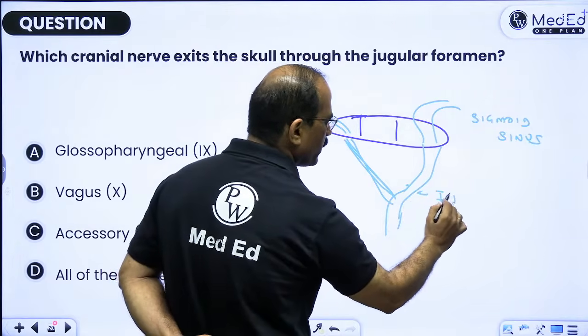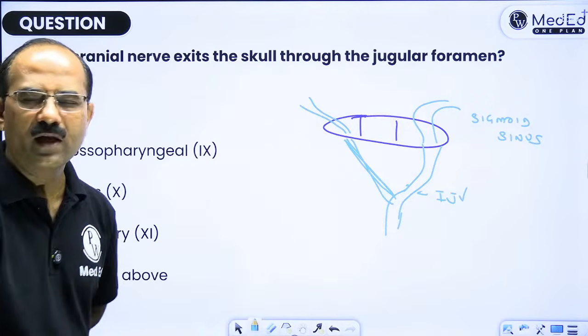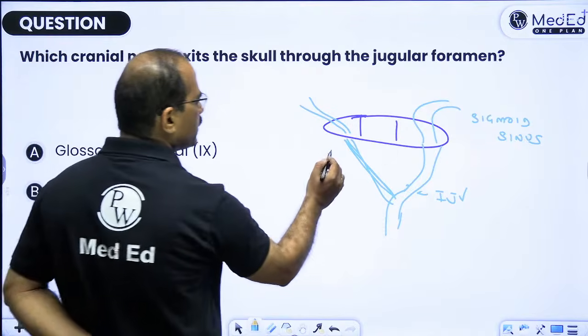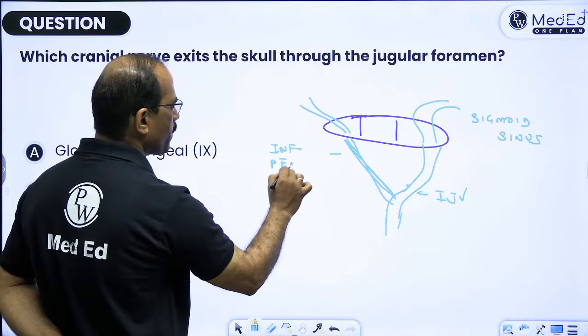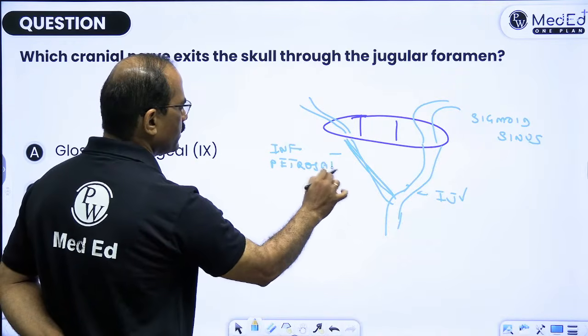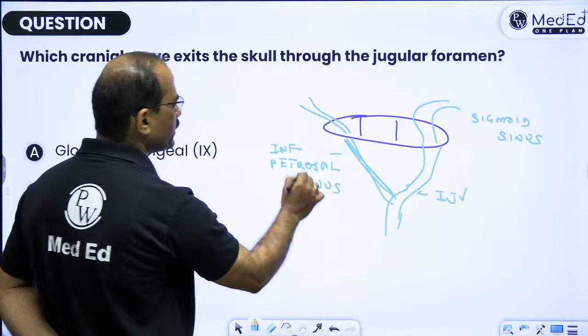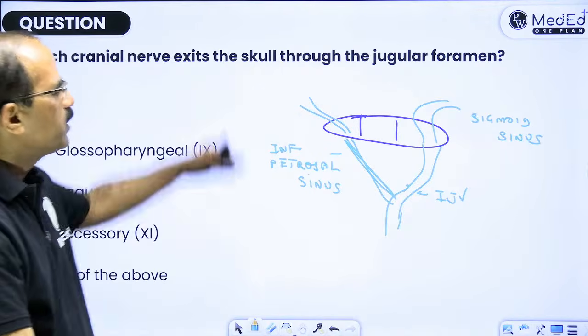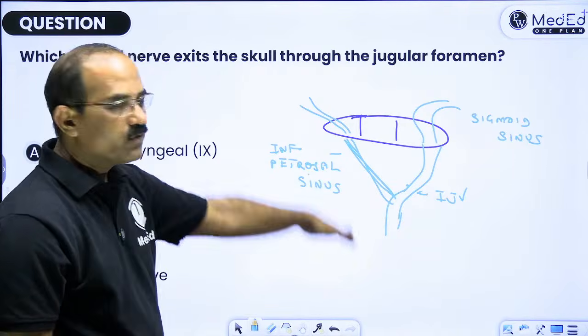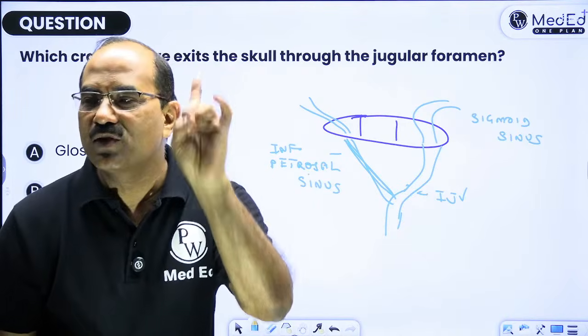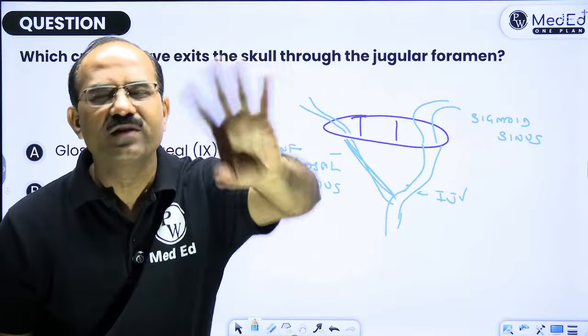Now this becomes the internal jugular vein. And what is this? This is the inferior petrosal sinus. That's the inferior petrosal sinus. This comes out through the anterior compartment. So the inferior petrosal sinus comes from the anterior compartment. This inferior petrosal sinus becomes the first tributary of the internal jugular vein.